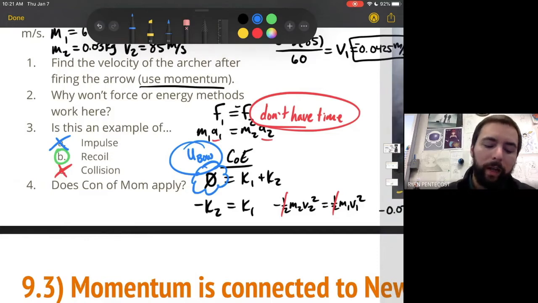Okay? And the last question: does conservation of momentum apply? Yes, it does. The momentum was absolutely conserved in the system of these two objects, archer and arrow.